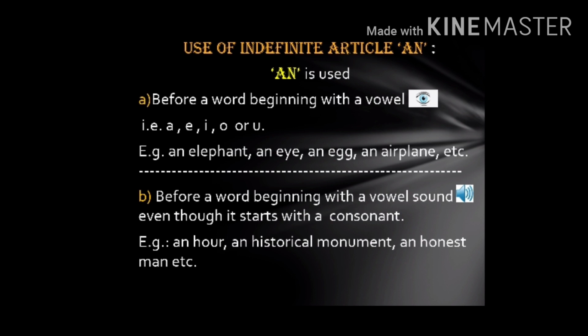So whenever you write the answer relating to an, look at the word, see whether it is a vowel or a consonant. If it is a vowel, that is, look at it, the visual. Again, if there is a vowel, listen to what the vowel sounds like. If it sounds like a consonant, you have to add an.